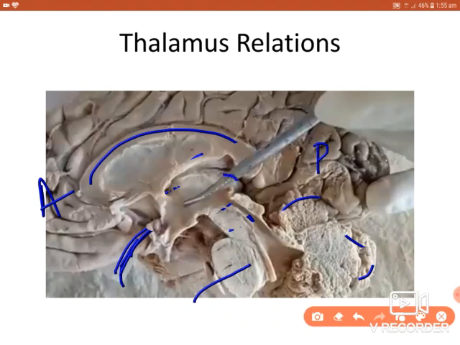Then here this is the posterior pole. At the posterior pole we have seen the relation to the superior and inferior colliculus. Then this is the splenium of the corpus callosum, this part that also forms the posterior relations.